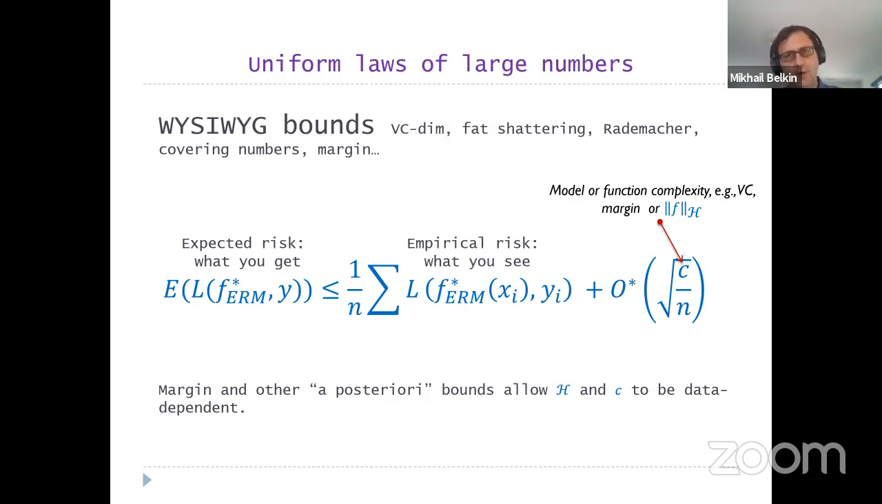This is the loss on the data that you have. And the inequality works as follows. It says that what you get is bounded by what you see, plus some sort of model complexity term, which is either a model or function complexity. There are many, many versions of this, hundreds probably. So that is the uniform law of large numbers.